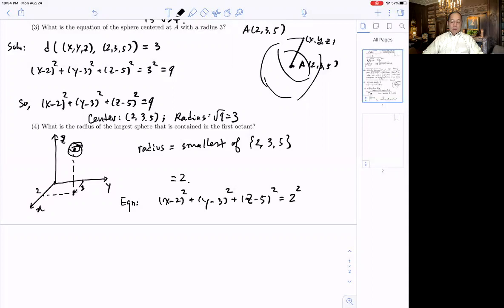Okay. And when x is 2, y is 3, and z is 5, and then we have exactly the point touching the YZ plane. All right, I think that's all for the first worksheet we have over here.